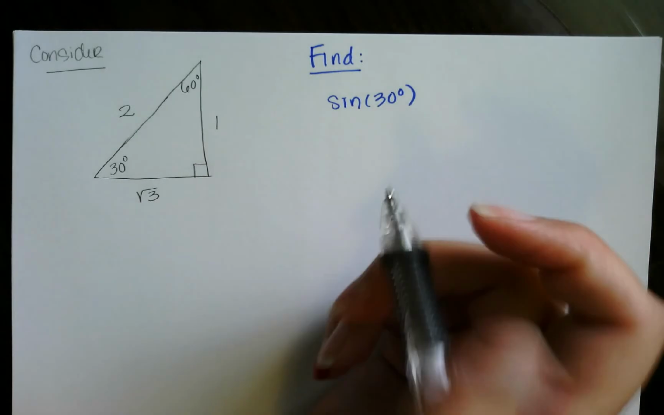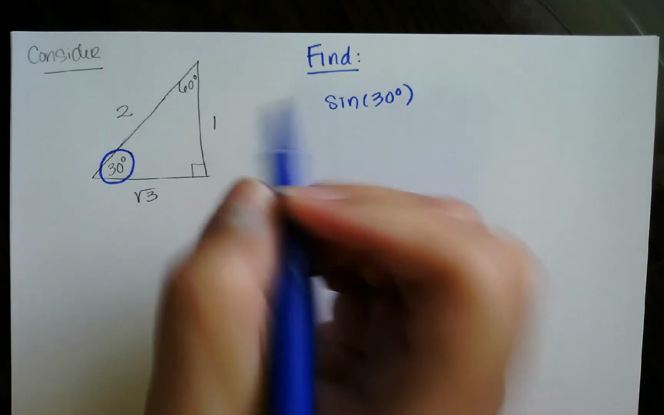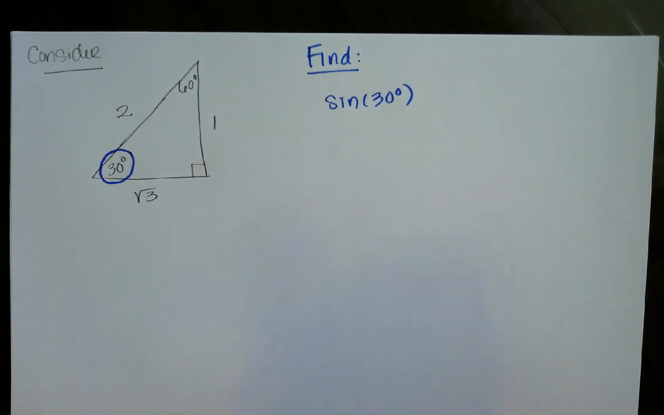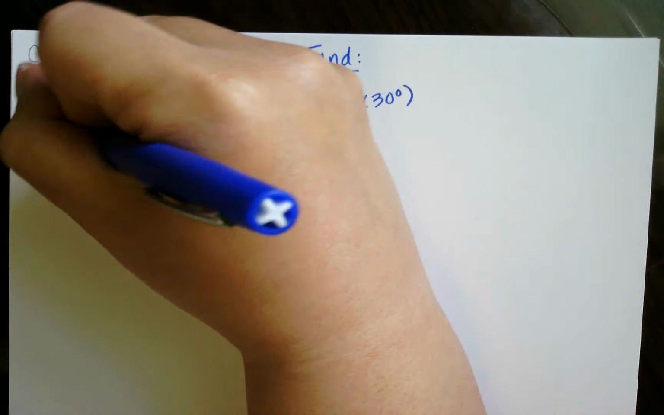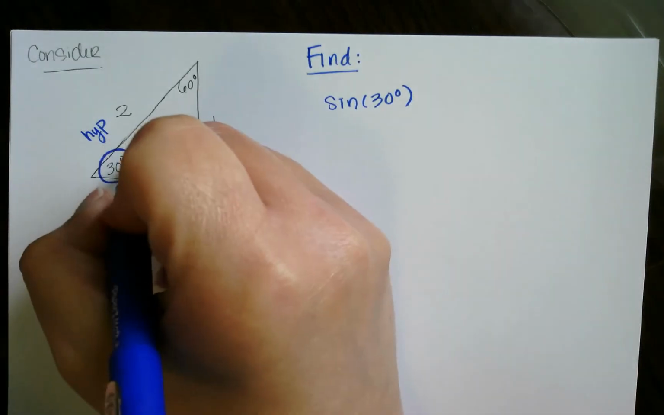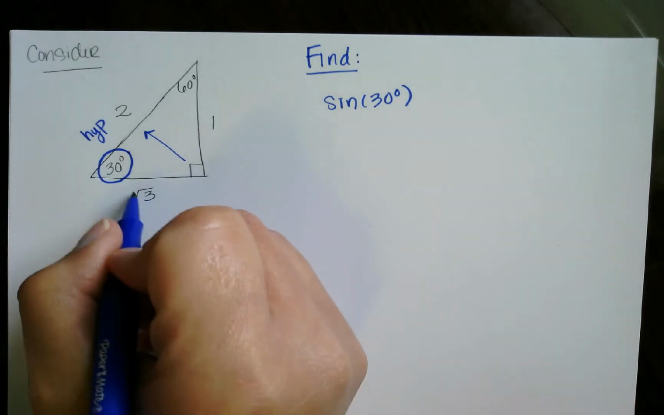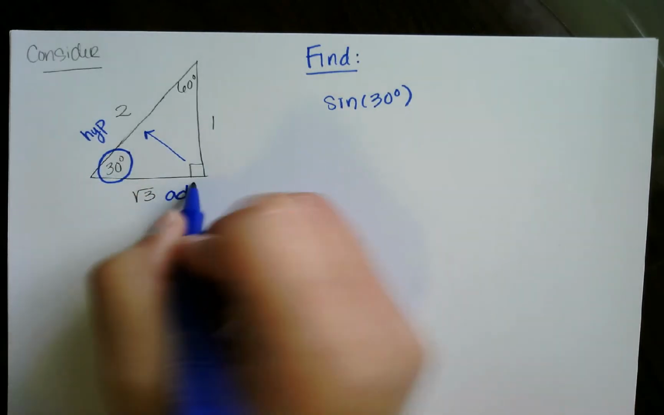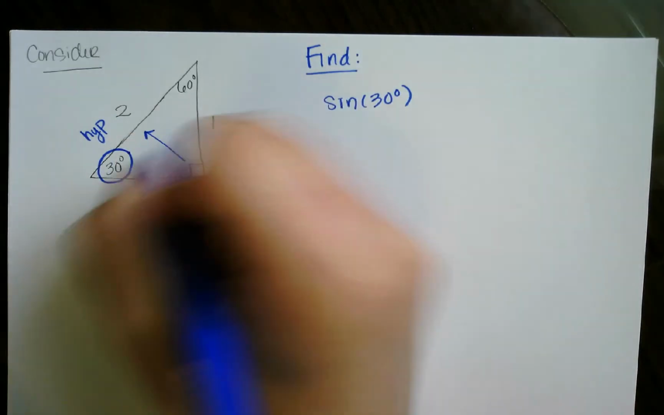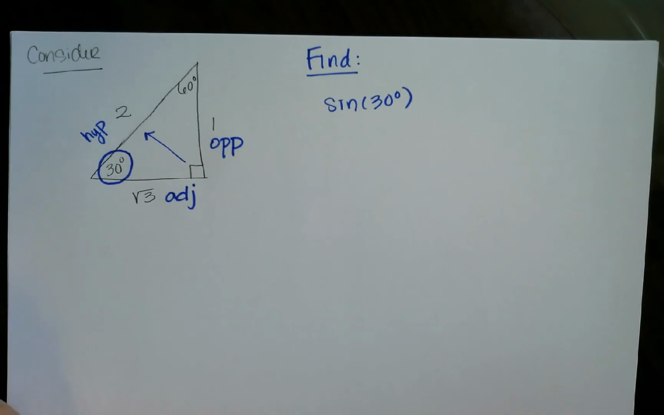Alright, sine of 30 degrees. I'm going to circle which angle I'm working with. I'm working with 30 degrees, so according to 30 degrees, I have to now label my sides. This is always your hypotenuse because it's across from the right angle. The side touching the 30 degrees is the square root of 3, so I would label that adjacent. And the side opposite from 30 degrees that's not touching it is the 1. So there's my label according to 30 degrees.